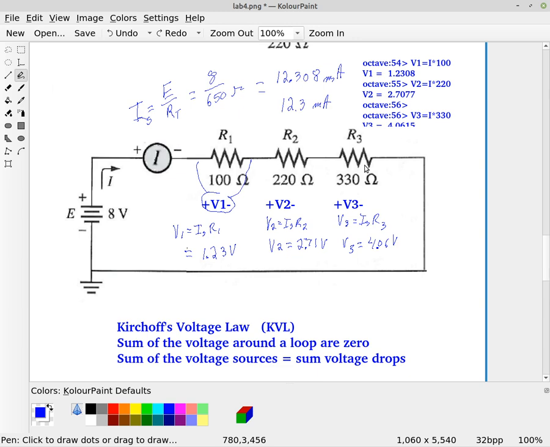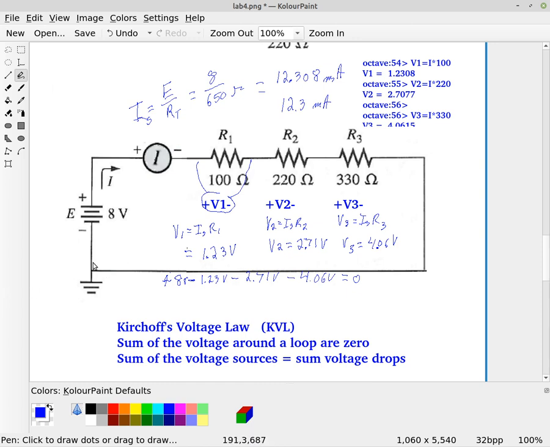All right, so if we write that, we have plus 8 volts minus V1, which is 1.23 volts, minus the 2.71 volts, minus the 4.06 volts, and that's all equal to 0. Right. Now, if I wanted to, I could go the other way.